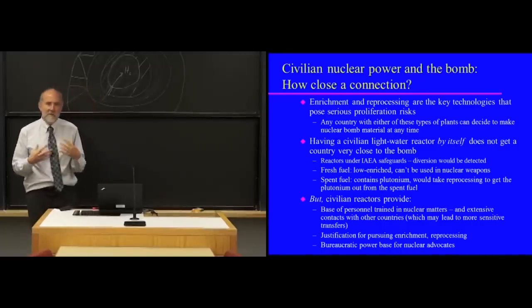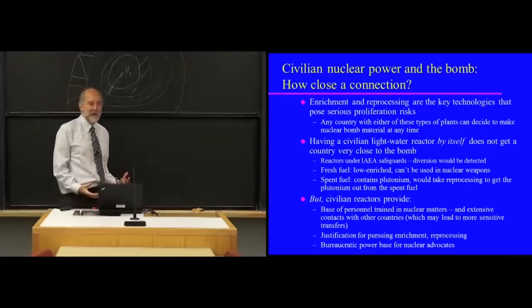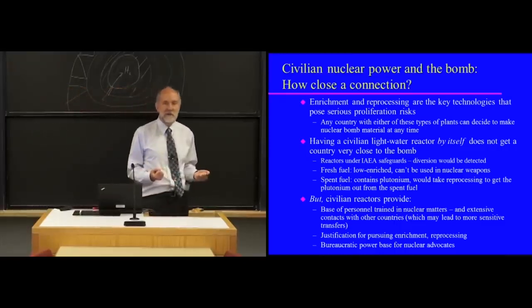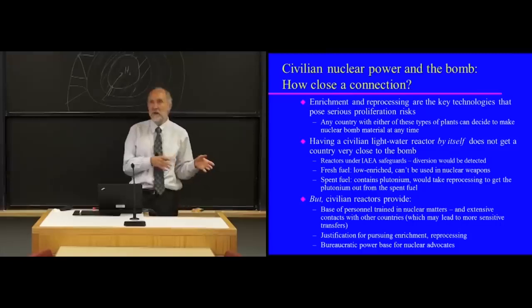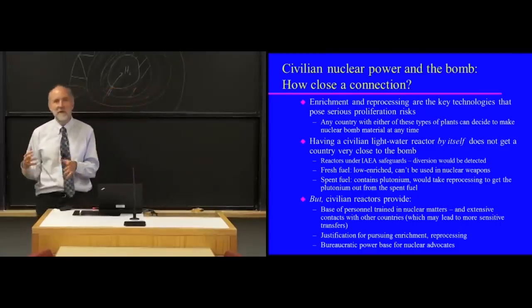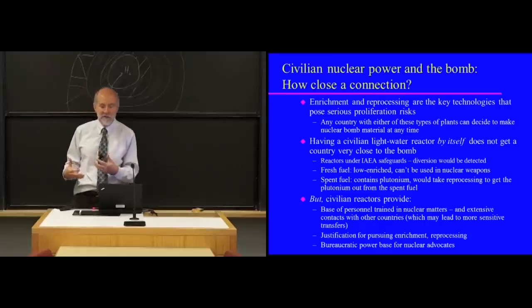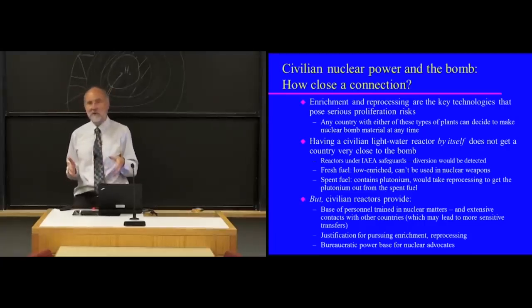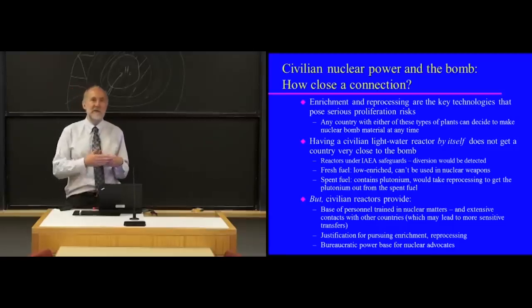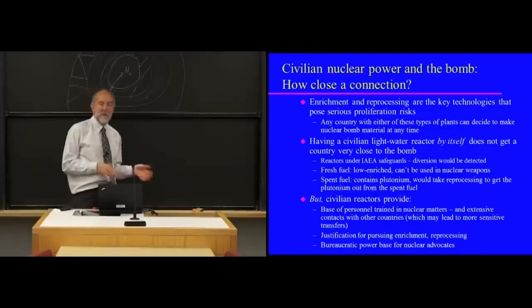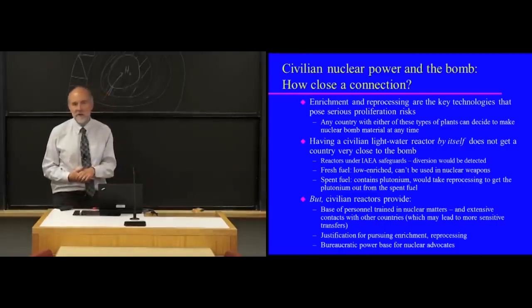So again, enrichment and reprocessing are really the key technologies that pose serious proliferation risks. If you don't have enrichment, you don't have reprocessing, you can't really make the material you need for a nuclear bomb. If you do have a plant for either of those purposes in your country, then you're in a certain sense a decision away from being able to make nuclear bomb material. You could use those plants anytime you wanted to make nuclear bomb material.